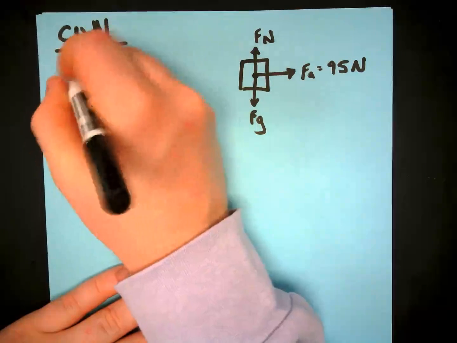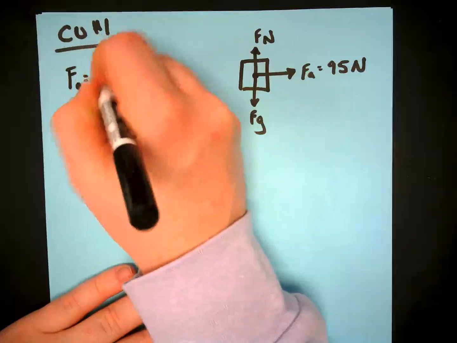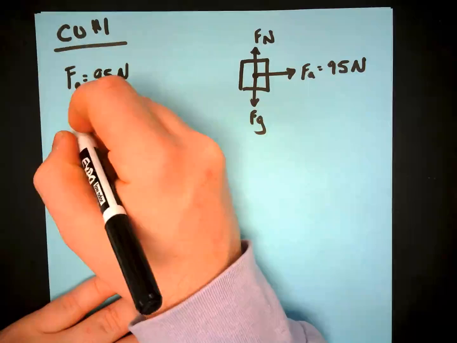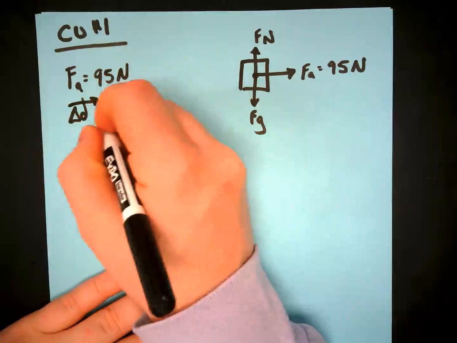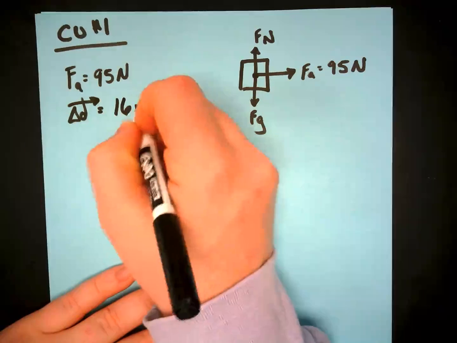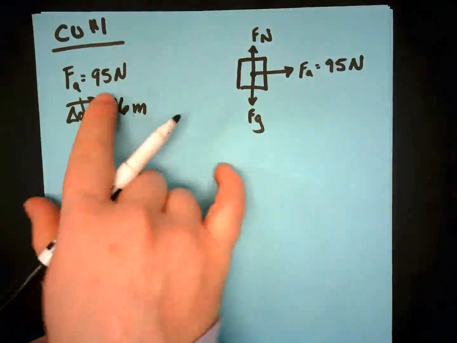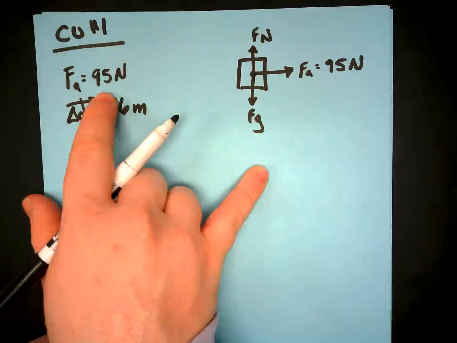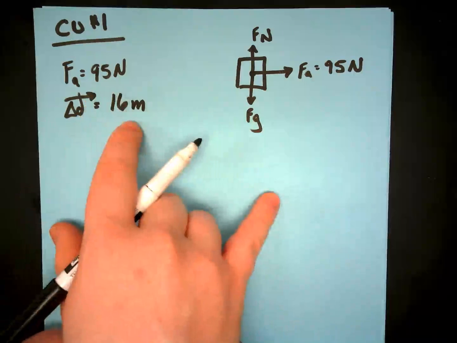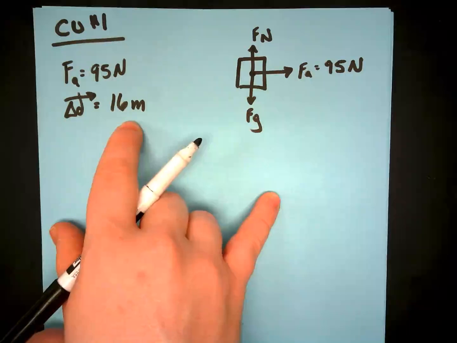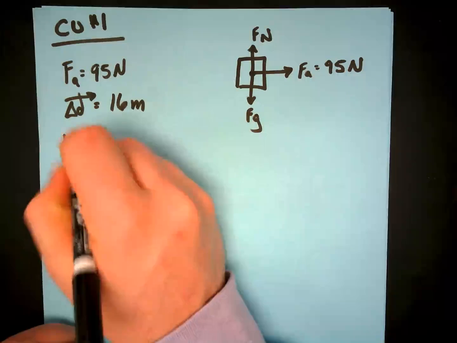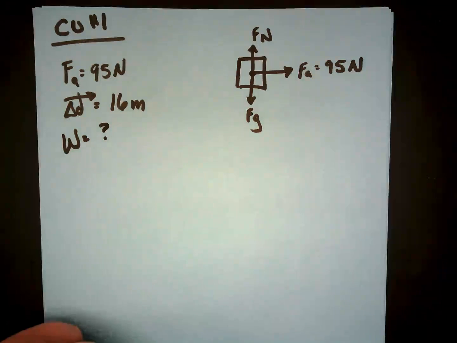So we've got force applied, which is 95 newtons. And we also have displacement, which here is going to be 16 meters. This one's relatively easy. It's asking if you're pushing at this constant force of 95 newtons over the distance of 16 meters, how much work have you done? So we're trying to find that work.